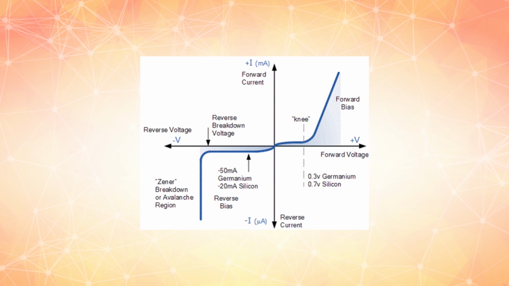After that breakdown, the current in the reverse direction increases very rapidly, and this shows the reverse direction of the VI characteristics, which is present in the third quadrant. Now, let us discuss in more detail about the VI characteristics.